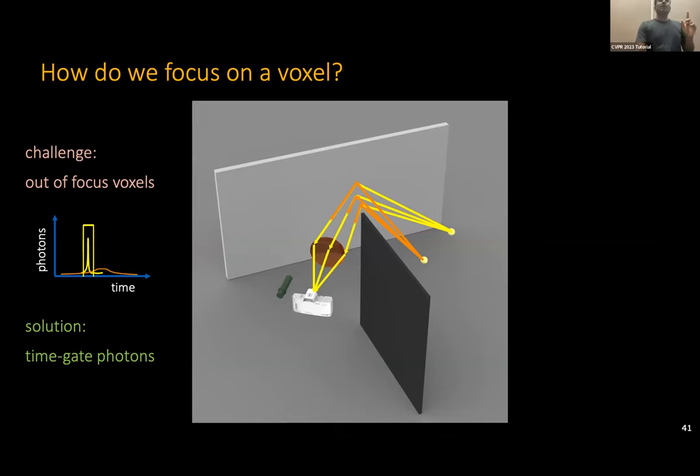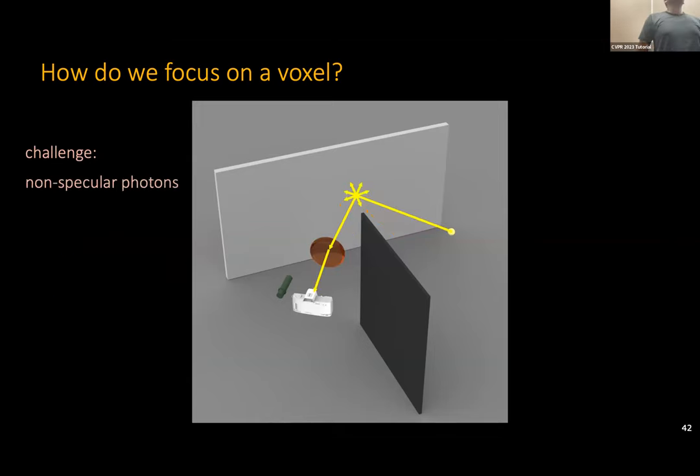However, there is another challenge, which is non-specular photons. If the wall is a mirror, all the photons are specular, meaning all the light just gets reflected off of the wall. But in this specific case, light gets scattered in all directions, which means very little light is actually coming to my camera. So I'm losing a lot of light. So I have a signal to noise ratio problem. So there is a signal to background ratio problem, which we can solve with a time-gated camera, and we also have a signal to noise ratio problem. So how do we solve this problem?